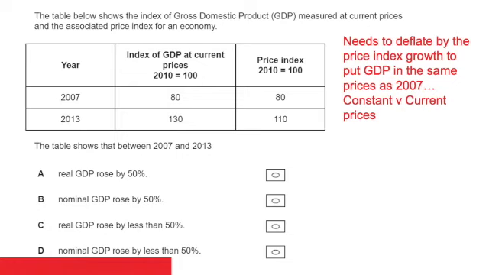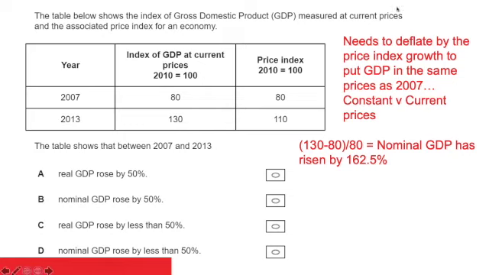Now there's two ways we can do this. So I'm going to show you this way and then I'm going to show you again in another way. So first of all, we'd have to work out our nominal GDP because we'd have to see if B and D are an option. So if we did our 130 minus our 80 divided by 80, that'll get us 62.5. Sorry, that's not meant to say a percentage sign of 162.5 because that's an index, so it should be just 162.5, because nominal GDP has risen by 62.5%.